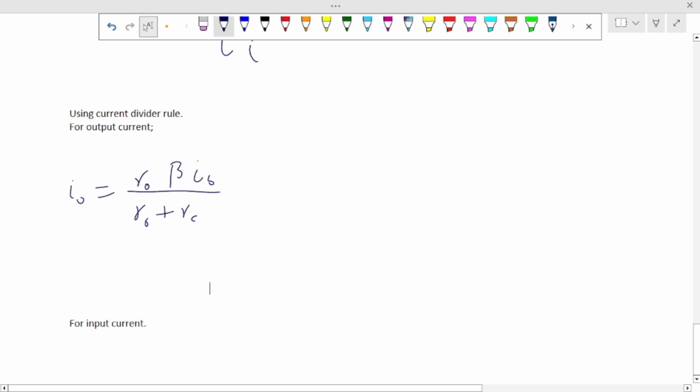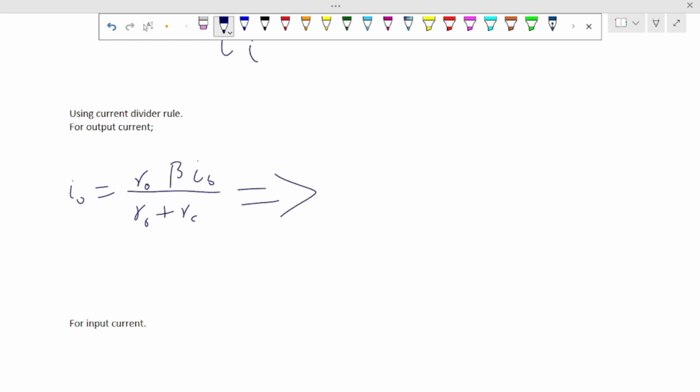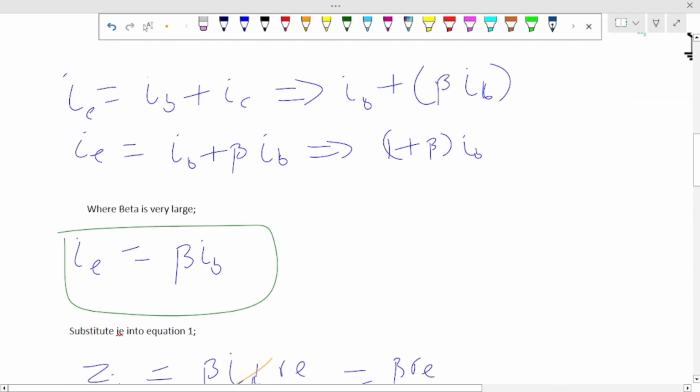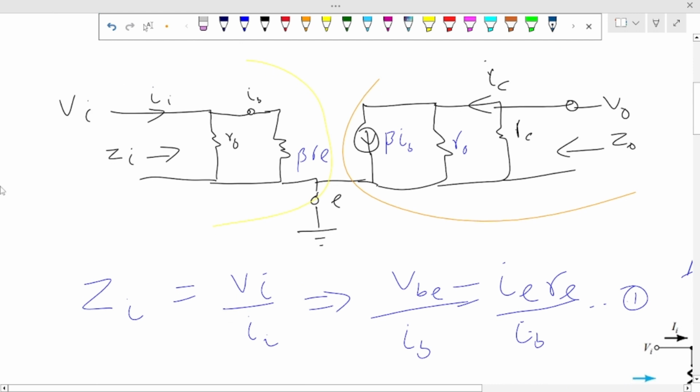Of course, we can express this as IB equals beta RO plus RC. Okay, we just brought this guy down. Okay, now for our input current, same pattern, but instead of calculating for the input current, we'll calculate for this guy, because we calculated from this direction. Okay, so we'll calculate from this direction. I'll tell you why later.